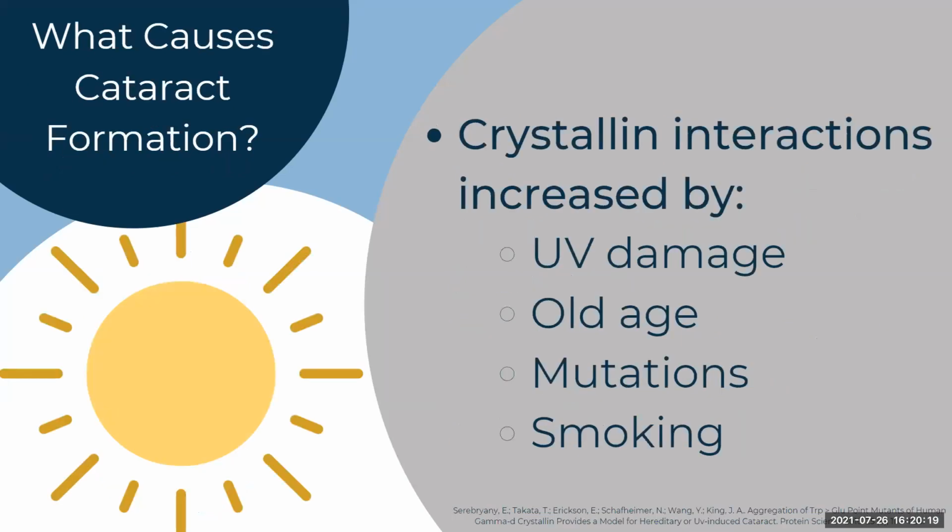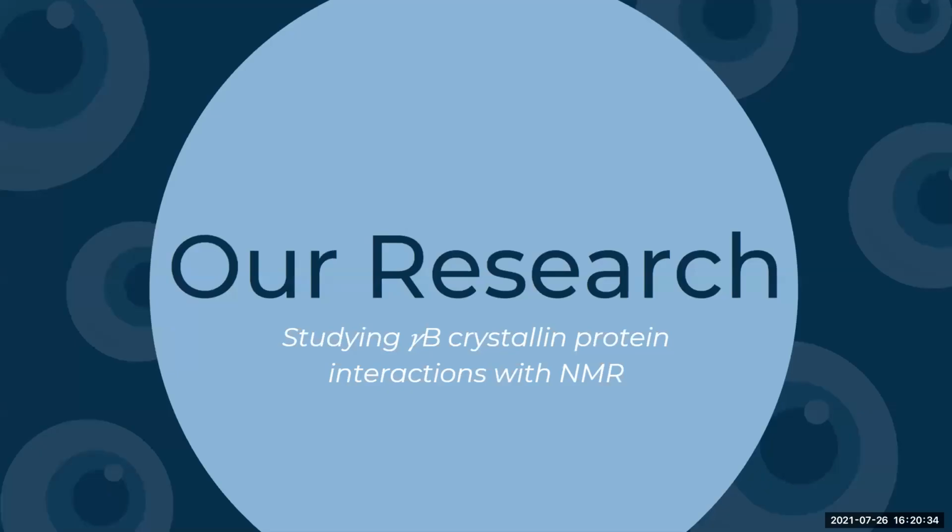So what causes cataract formation? When crystallin proteins stop interacting correctly and their interactions are increased. And this can be caused by UV damage, old age, mutations, or smoking. So our research focuses on studying gamma B crystallin protein interactions via NMR.